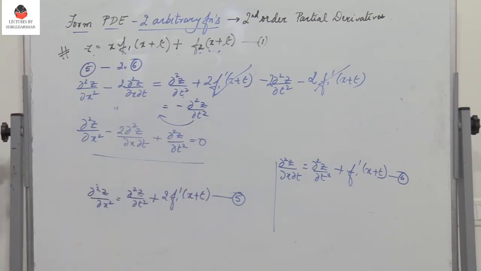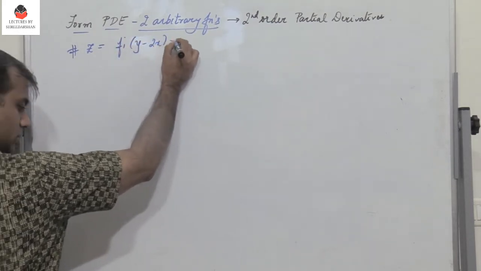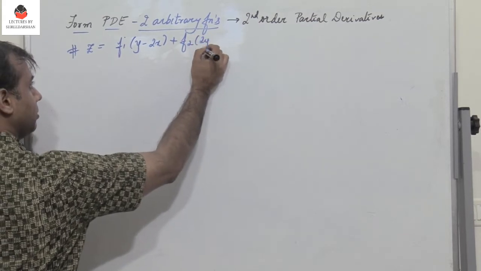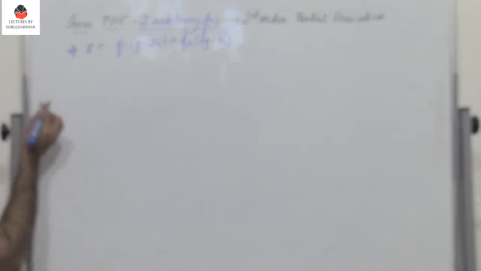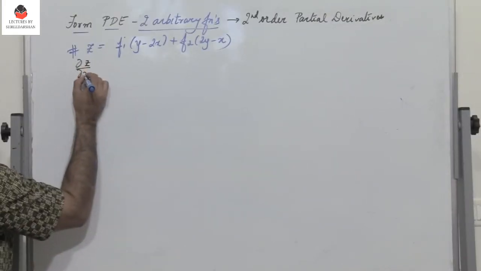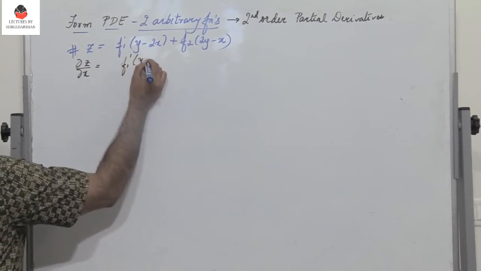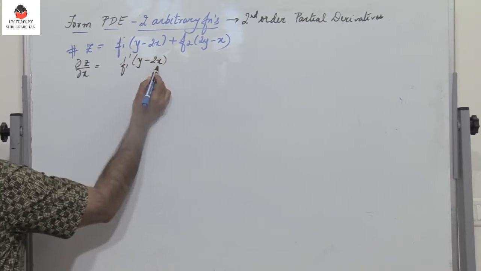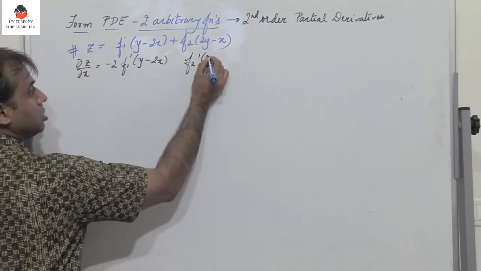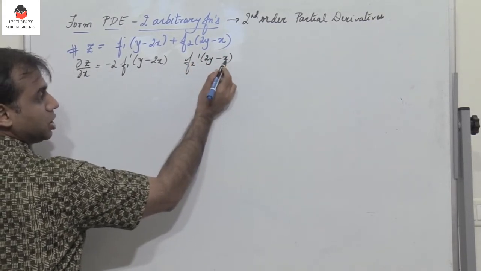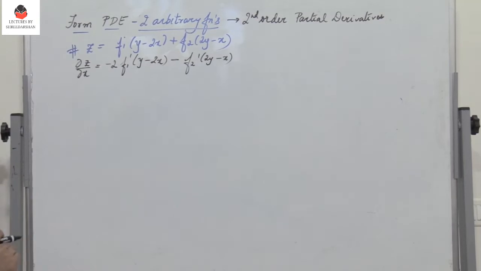So let's take another example. z equals f1 (y minus 2x) plus f2 (2y minus x). So now let me partially differentiate z with respect to x. So del z by del x equals f1 dash (y minus 2x), and I have to differentiate this with respect to x, so I get minus 2. And then you have f2 dash (2y minus x), and if I partially differentiate this with respect to x, I get minus 1. So this into minus 1 is with a minus sign here.